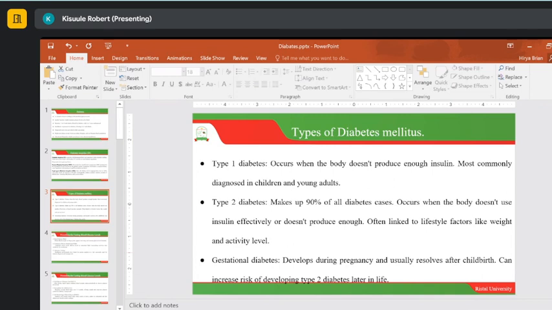So glucagon will try to show the body that more glucose is required, and glucose will be released. So type 2 diabetes, here we are saying this makes up 90% of all diabetic cases, and this occurs when the body does not use the insulin effectively or doesn't produce enough.